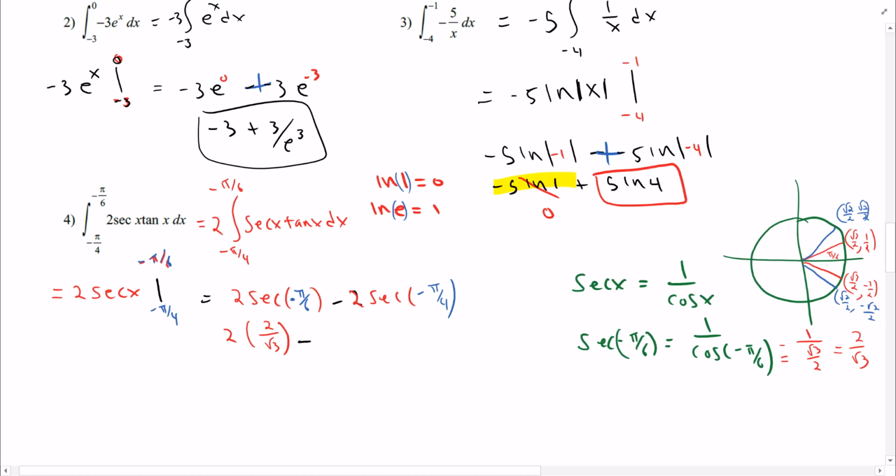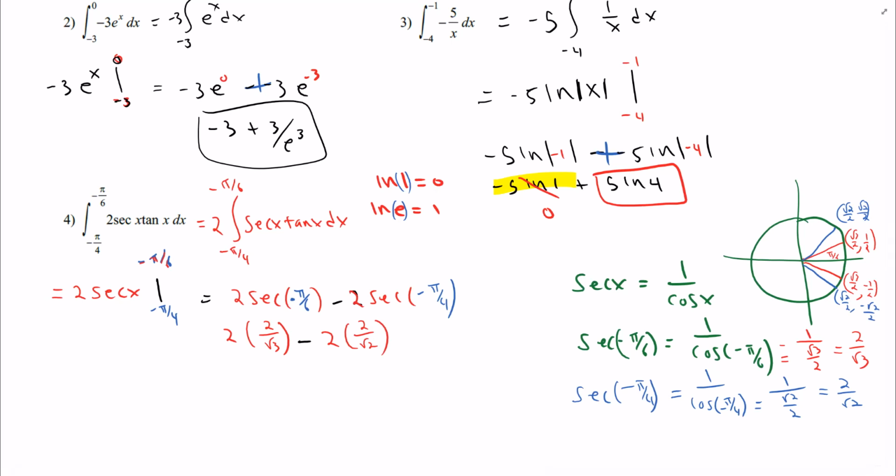And so secant of -π/4 is the same as 1 over cosine of -π/4, which is √2 over 2, but remember it's in the denominator, so this is going to be 2 over √2. So this turns into 2 times 2 over square root of 2. And that should be enough. We don't need to find common denominators.